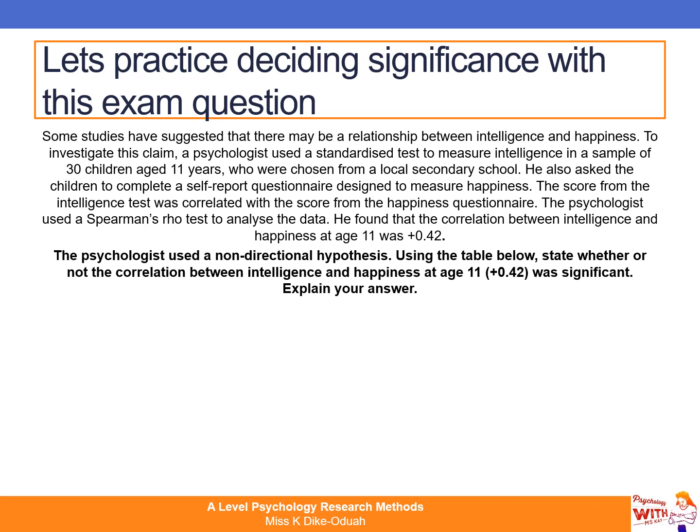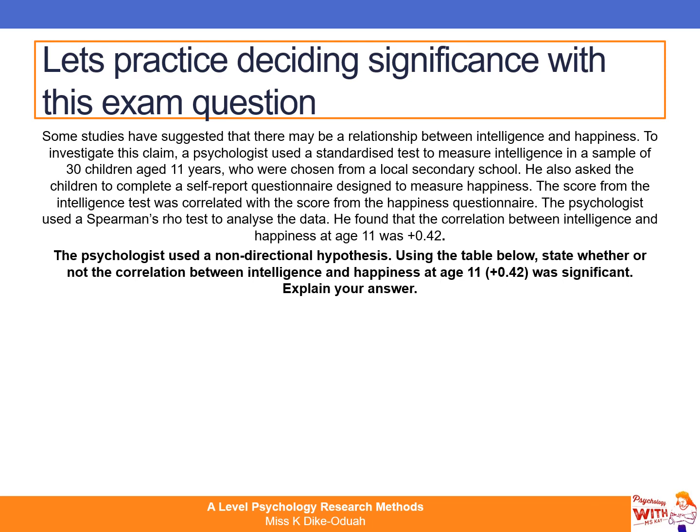To investigate this claim, a psychologist used a standardized test to measure intelligence in a sample of 30 children aged 11 years, who were chosen from a local secondary school. He also asked the children to complete a self-report questionnaire designed to measure happiness. The score from the intelligence test was correlated with the score from the happiness questionnaire. The psychologist used a Spearman's rho test to analyze the data. He found that the correlation between intelligence and happiness at age 11 was plus 0.42.